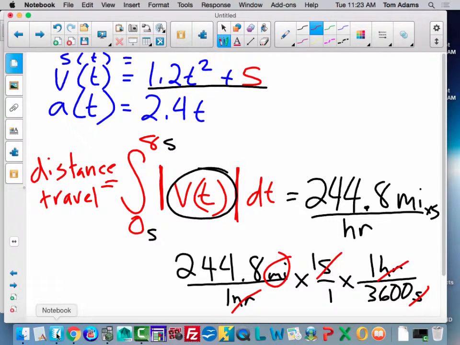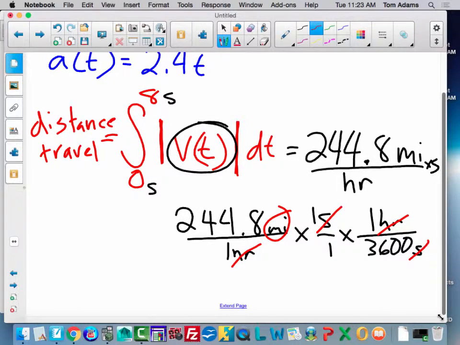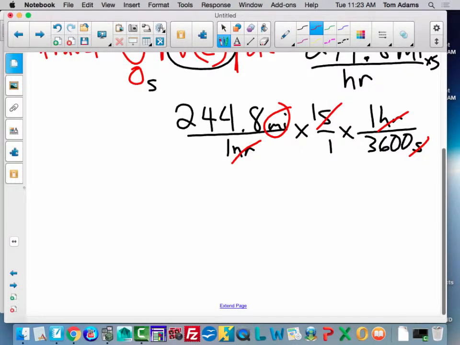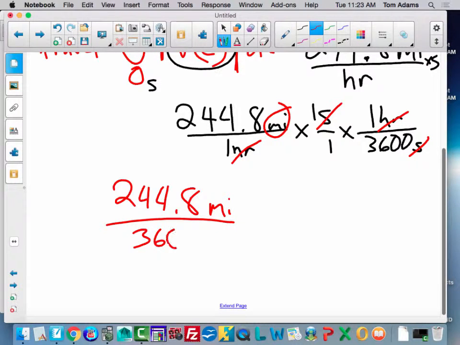I'm talking about units. I get miles. So to find the final answer, I'm going to say 244.8 miles divided by 3,600. Okay. And then that equals, what was it, 0.068 miles. Now that's a much more believable answer. Still pretty fast though.